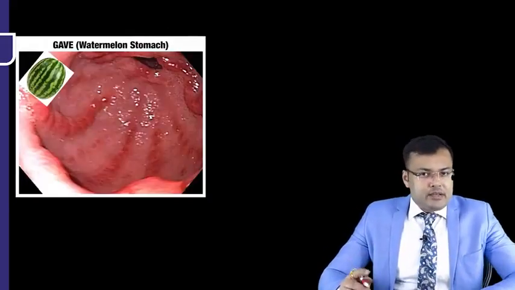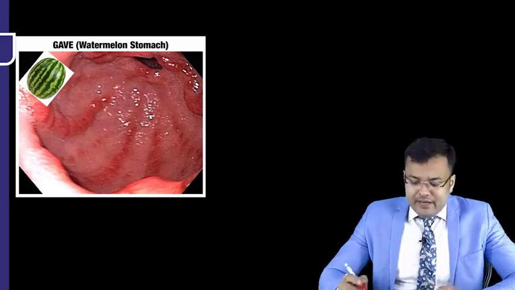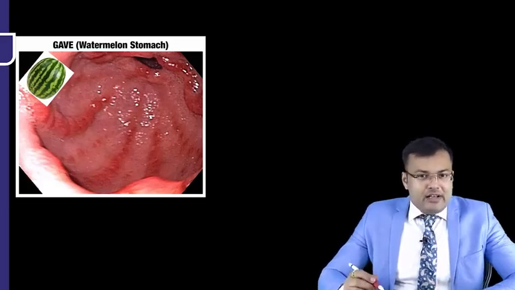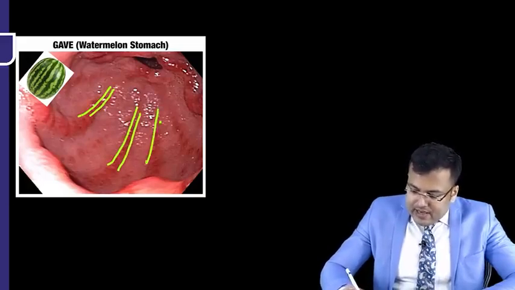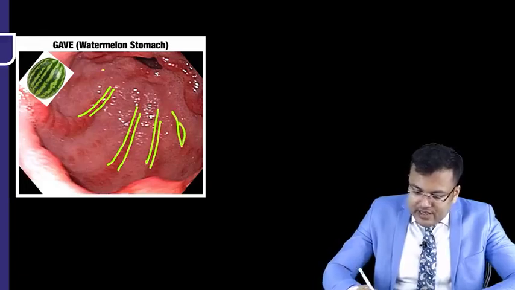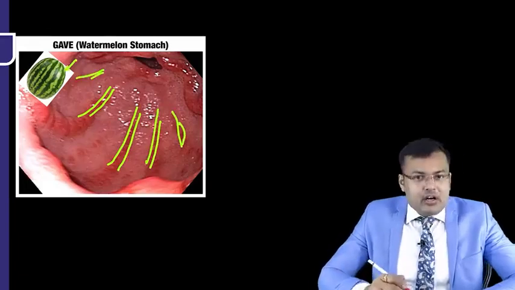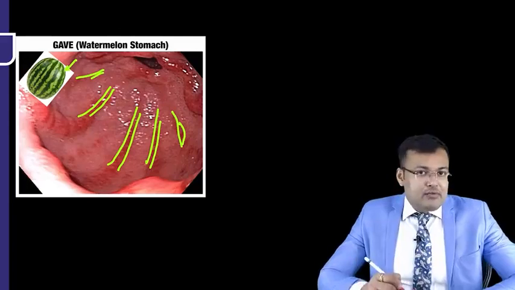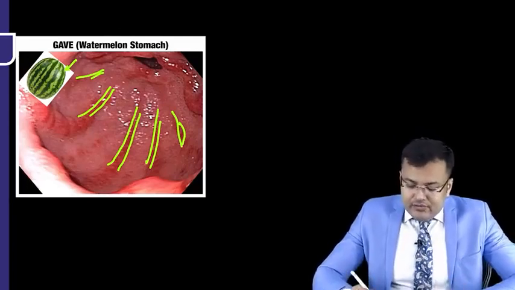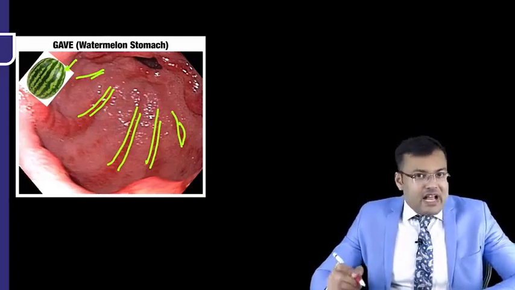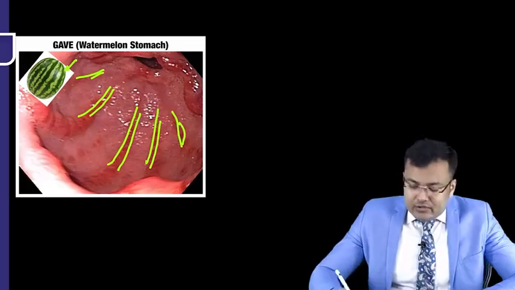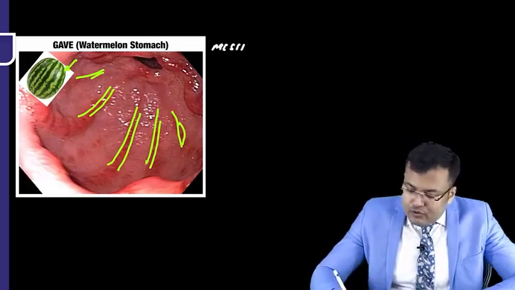This is watermelon stomach. What is the other name? GAVE. GAVE means gastric antral vascular ectasia. Here you can see on endoscopy there are parallel stripes of vessels. And these parallel stripes of vessels look like what? The rind, or covering, of a watermelon. That's why it is known as watermelon stomach. What is the full form of GAVE? Gastric antral vascular ectasia. So what is the most common site? The most common site is the antrum.